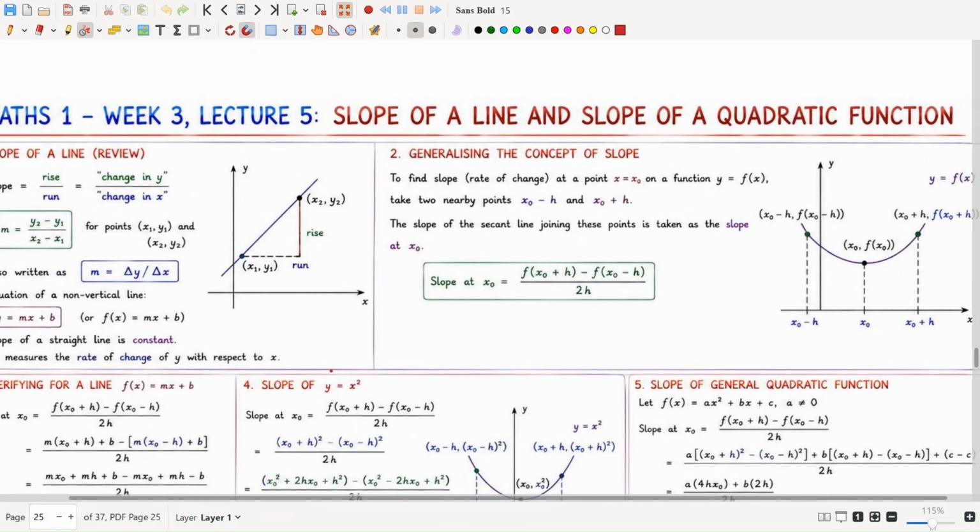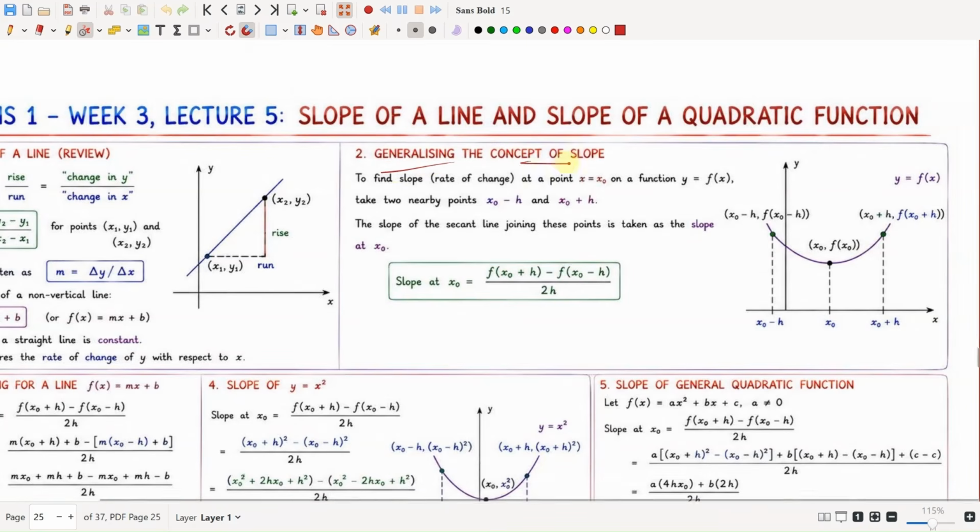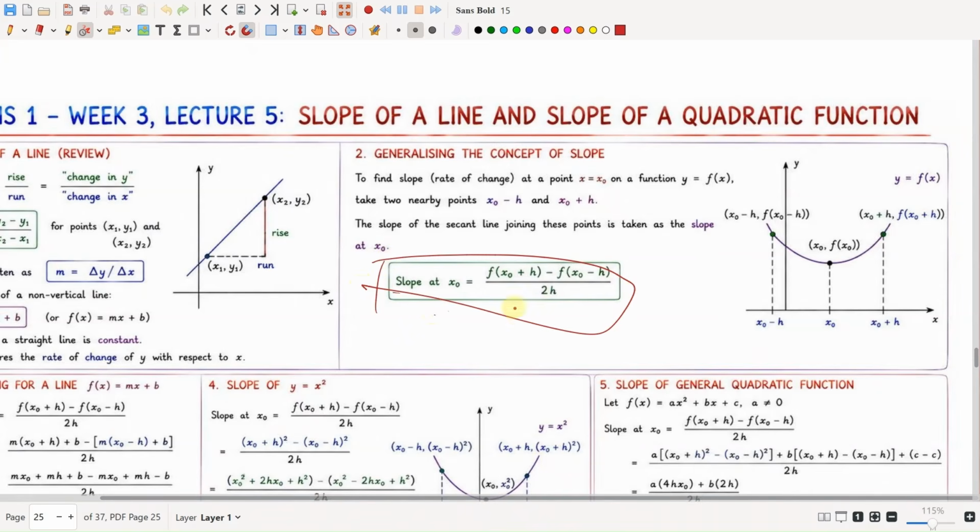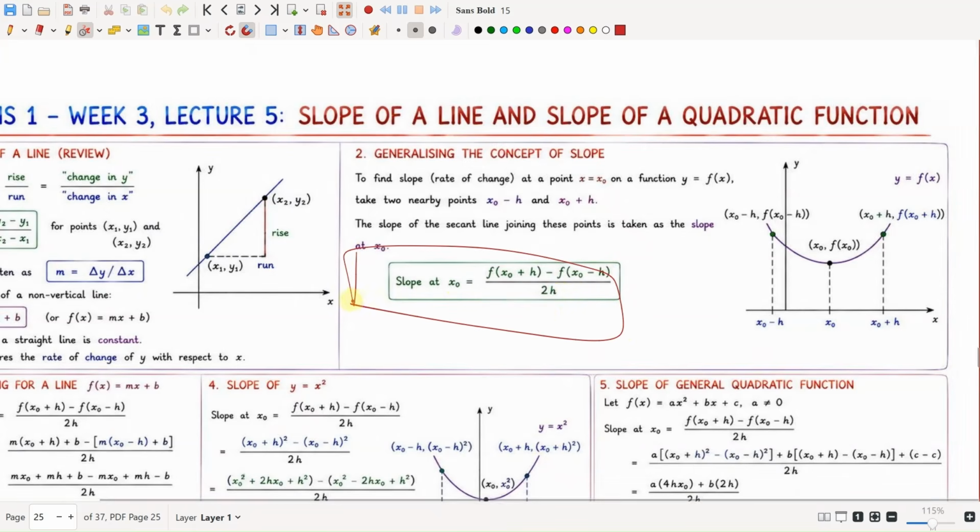Let us see a generalization of the concept of slope. To find the slope at a point x is equal to x naught on a function y is equal to f of x, we are going to take two nearest points, x naught minus h and x naught plus h. The slope of the secant line joining these 2 points is taken as the slope at x naught. So the slope at x naught formula will be f of (x naught plus h) minus f of (x naught minus h) divided by 2h. This is the slope at point x naught.